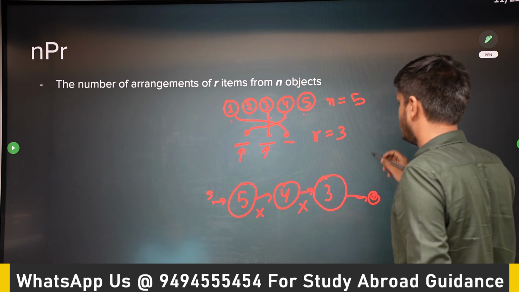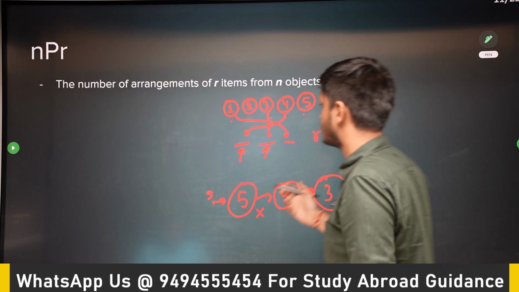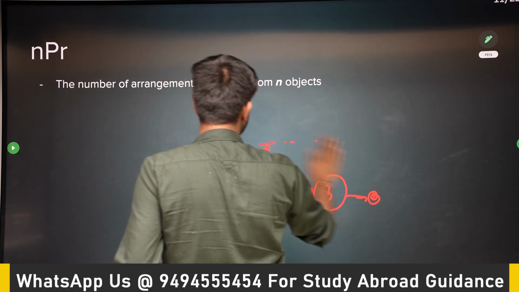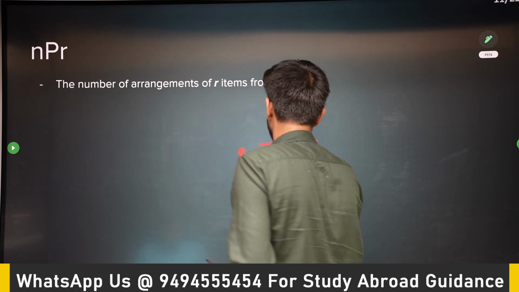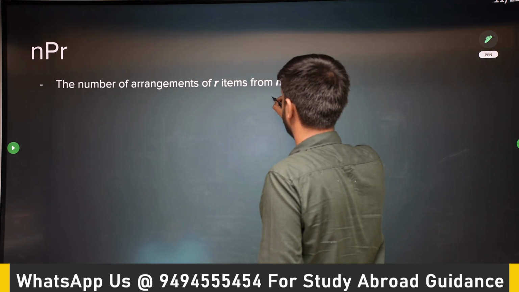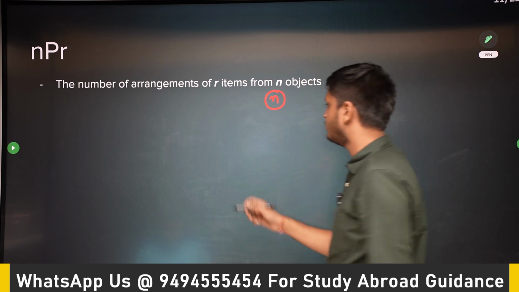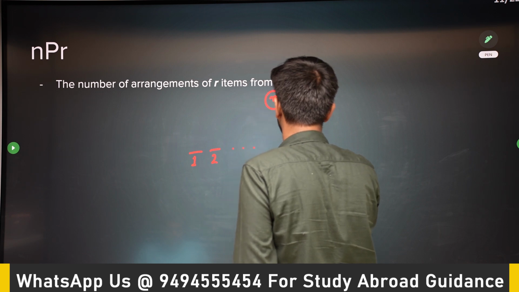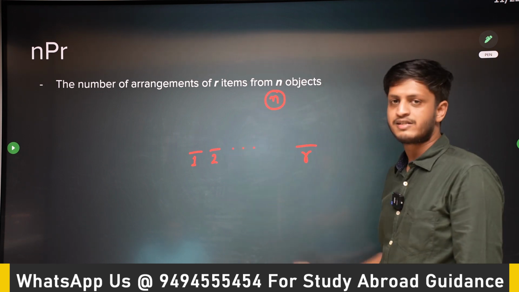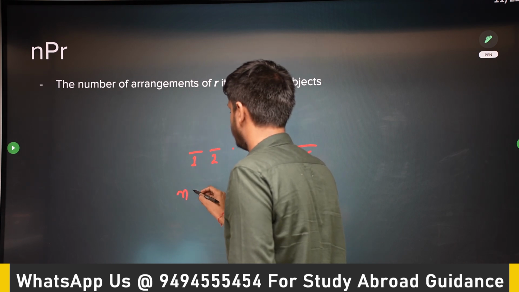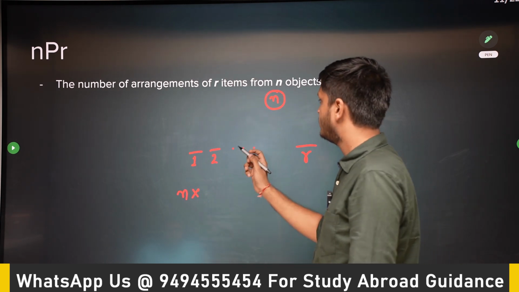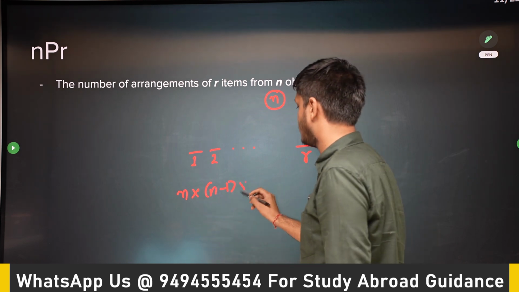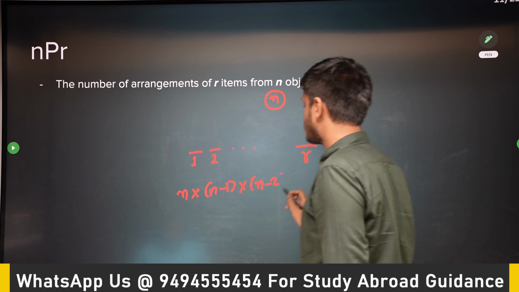Very simple. So coming to derivation again, we can do the same thing for n objects in r places. So let's say now you have n objects. For a generic proof, let's say we have r places. For the first place, I will have n options. For the second place, I will have n minus 1 options because one object is already gone. For the third place, I will have n minus 2 options. And this is defined to be NPR, right?